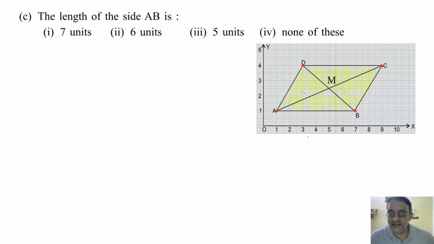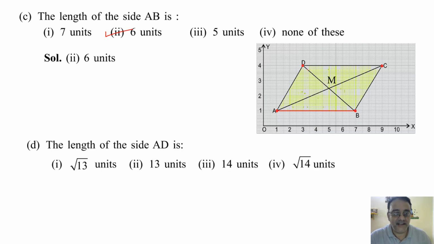So you can find on graph only this length. This length is equals to how much units? 6 units. 6 units, right. The correct option is the second one. The length of the side next is AD, right.